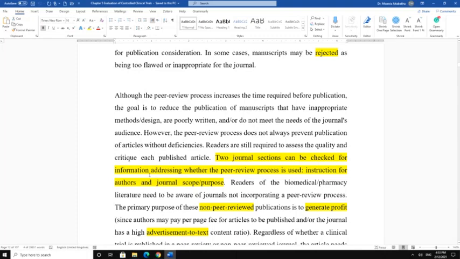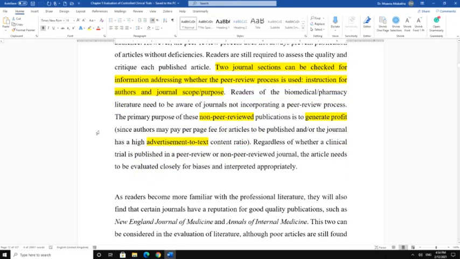Okay, how do I know if the journal is a peer reviewed journal or not? Well, of course there are two places where you can check whether it's peer reviewed or not. One is in the journal scope or purpose, meaning in the introduction on the home website of the journal, they will tell you, okay, this journal is a peer reviewed journal which is published bi-monthly, etc. So in the scope or the purpose of the journal, and also in the instructions for authors or guide for authors, you can find such information.